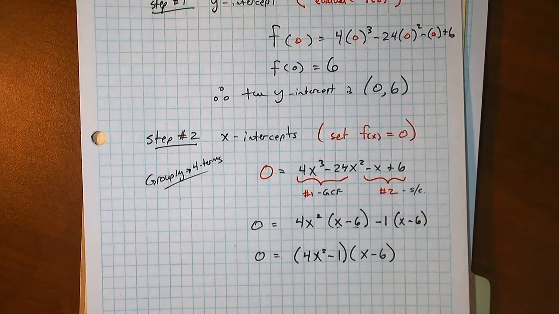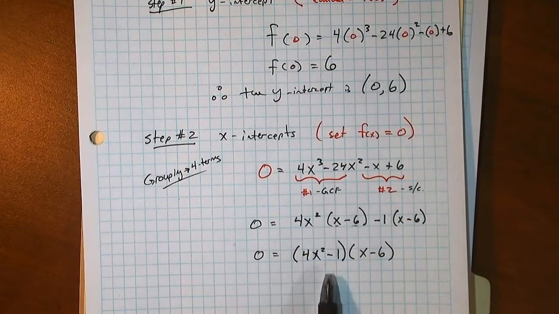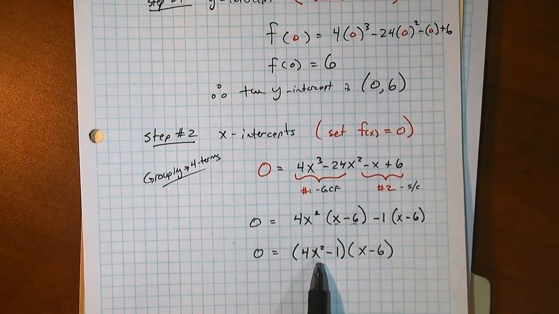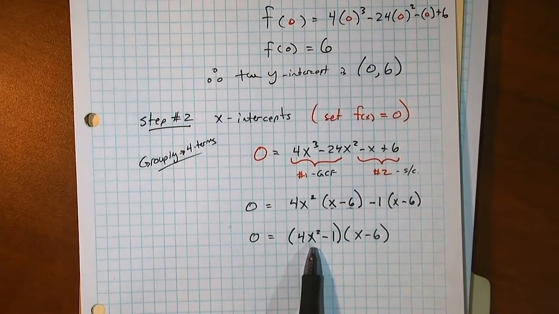Okay, now at this point, for my x-intercepts, I could set both of those equal to 0 and solve, and I would be good. And this is something that we have talked about solving, and you can do that if you want to. There's nothing wrong with it. It's okay to solve this right now by setting it equal to 0 and doing your math.